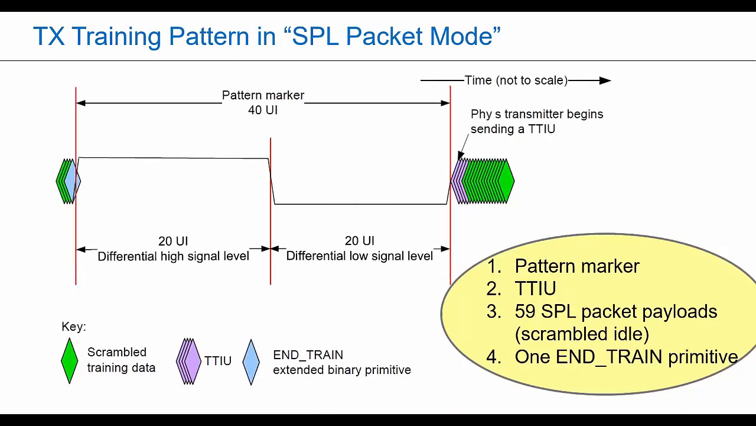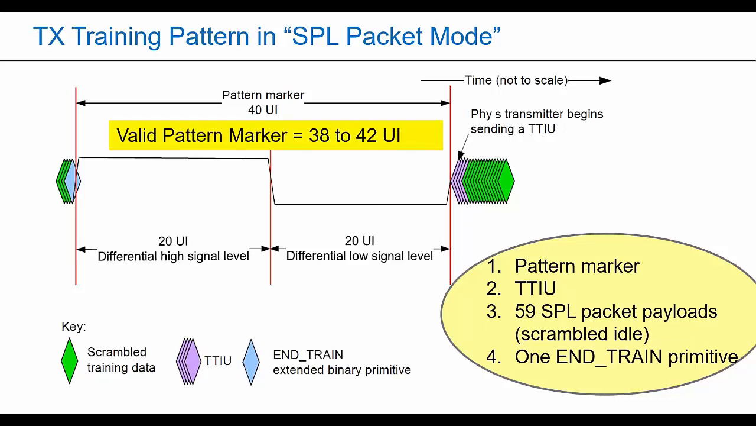For packet mode devices, the 24 gig training pattern is only slightly different than with 12 gig DWORD mode. They still use the pattern marker to signal the start of a training pattern. It's still 20 UI high, and then transitioning to 20 UI low. Each PHY will consider transitions with 38 to 42 to be valid markers. So some built-in slop there. Immediately following the marker, the TTIU structures are sent.